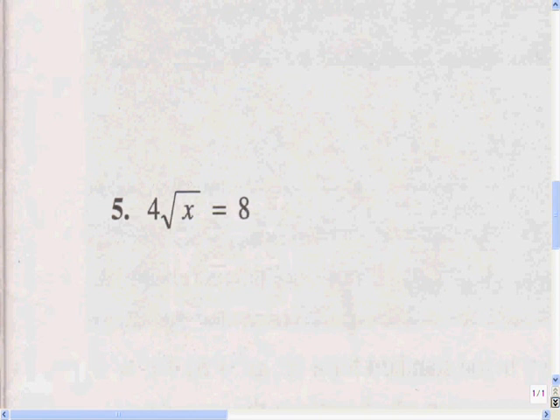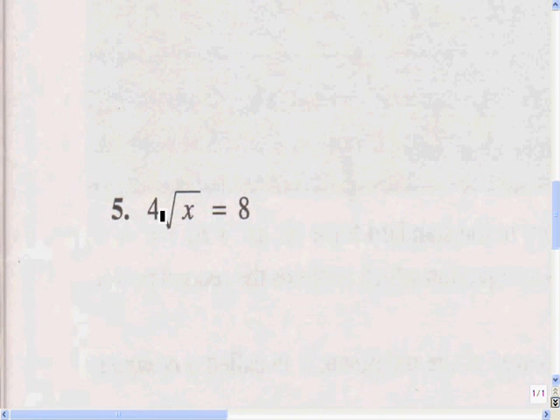Here I've got another problem very similar. What's my first step? I've got to isolate the radical, right? Is the radical isolated right now? Is it by itself? No, it's not. There's a 4 next to it. We need to get rid of that 4.